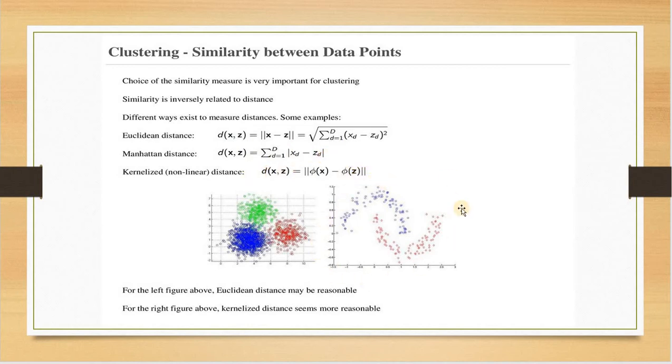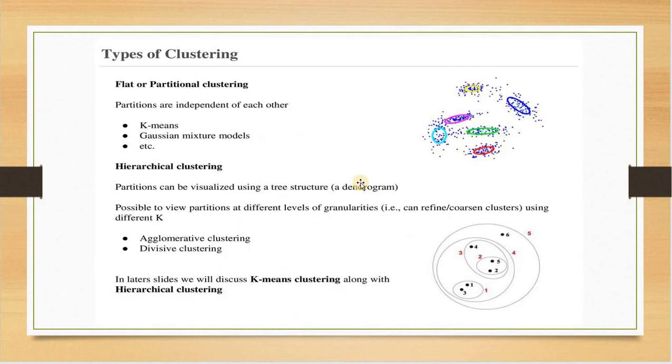Now here we have two examples given in the graph. In the first figure shown here, which distance will be more preferable? Here, as the data is so dense, it will be better if we use Euclidean distance, because Euclidean distance may be reasonable since we can find the distance between dense data very easily. And here the distance between the data is too far, so here it will be better if we use kernelized nonlinear distance.